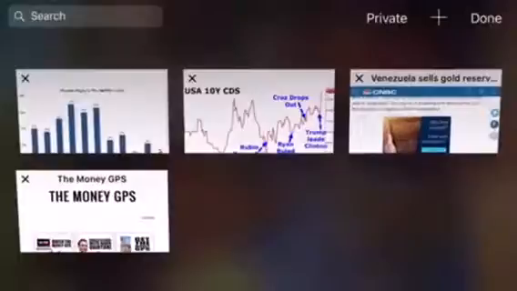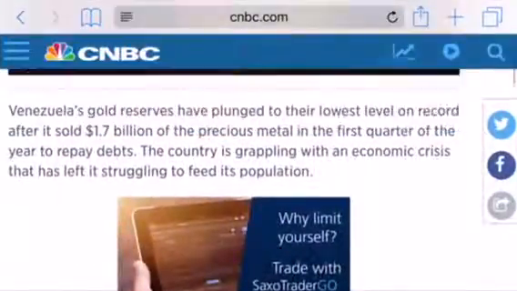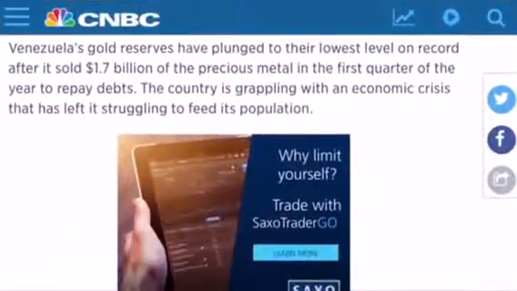So take a look at this next article right here out of CNBC. Venezuela's gold reserves have plunged to their lowest level on record after it sold 1.7 billion of the precious metal in the first quarter of the year to repay its debt. So they will be selling, in fact, all of their gold if there is a buyer. And this goes to show you how desperate this country is. They will have no real assets left. So they're going to sell off their gold, and next they're going to have to sell off their oil. So look for that in the near future.